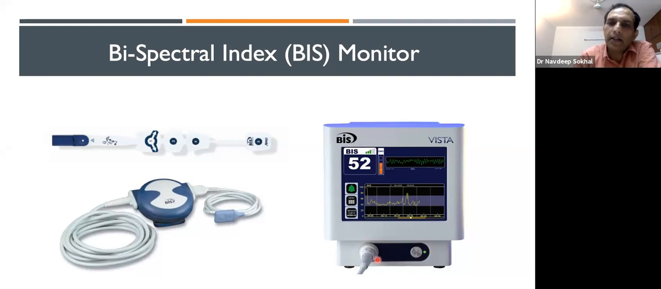So let me show this monitor. This is the BIS monitor, and you can see there is a value given here, which is telling you that the BIS is 52.